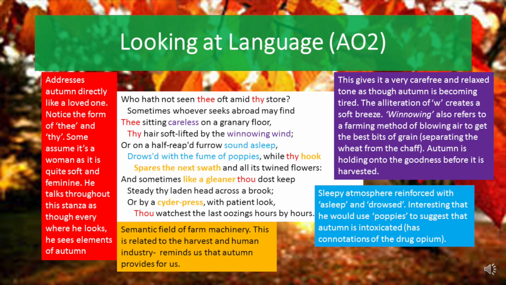So you've got the hook, the spurs, you've got the gleaner, you've got the cider press. Here it's almost related to the harvest and human industry, but it's also reminding us that autumn provides for us in the way that the workers in the harvest also get that food to provide for us. So I think he's using that word to suggest that autumn is working hard to provide for us before the winter sets in.